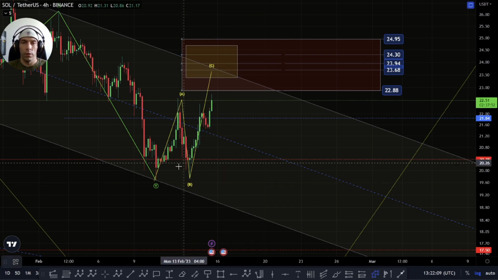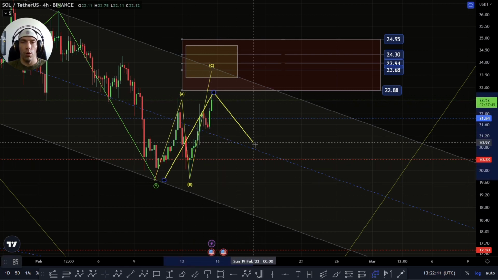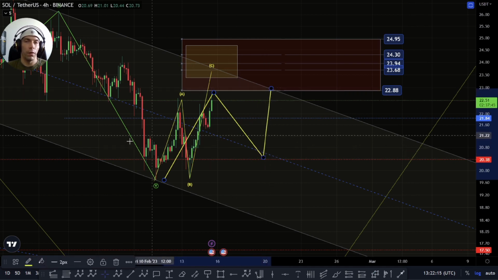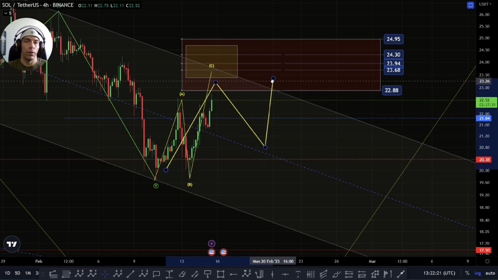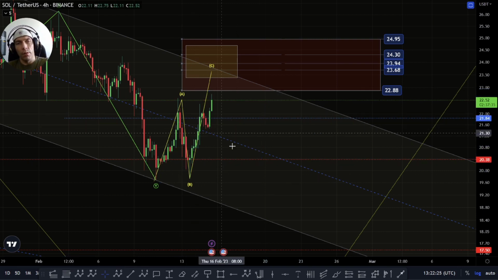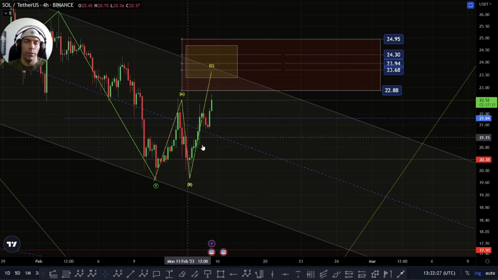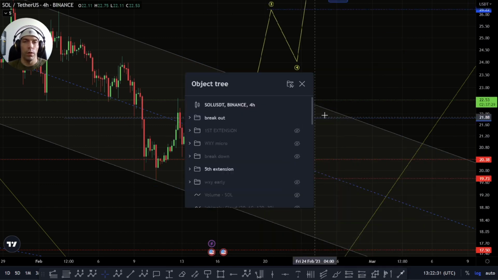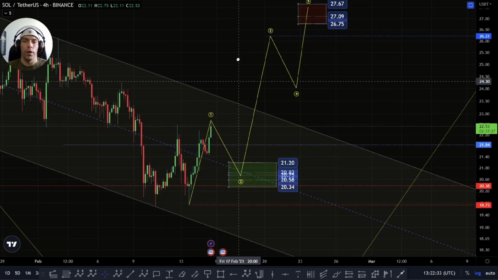It is also possible this move could get more complex, where it forms a connector wave in here again and then pushes up, where this becomes an A, we come back down for a B, and then we form a C to the upside. So all these things are still possible at the moment. For as long as we have this potential for a five-wave move here, we can also look at some bullish potential, that we could break to the upside.